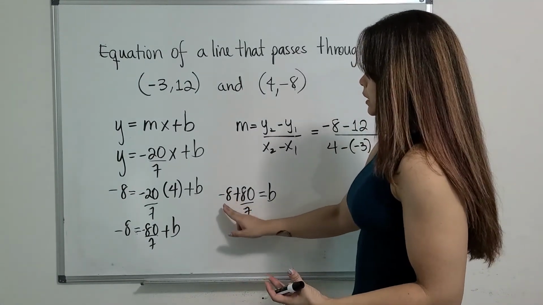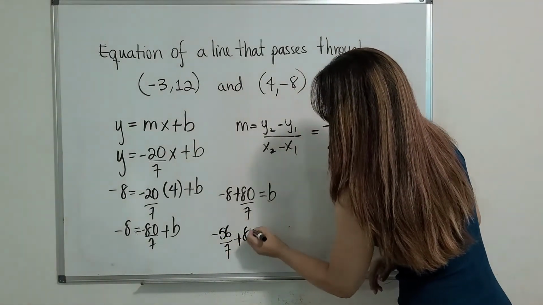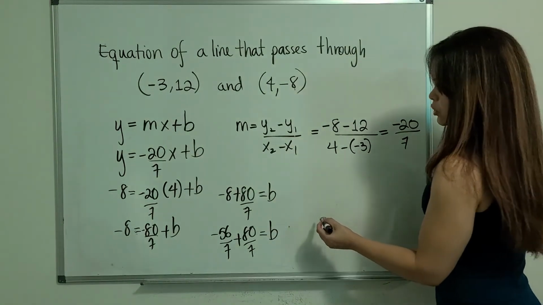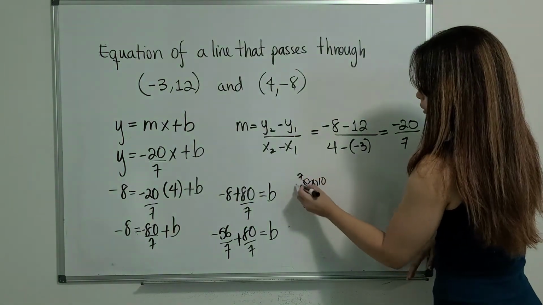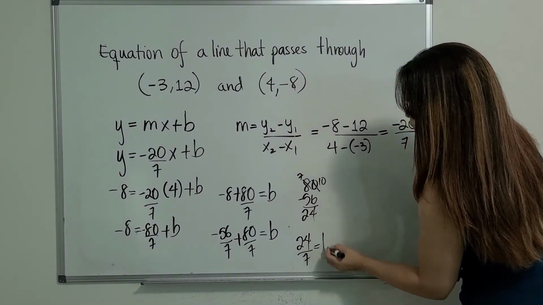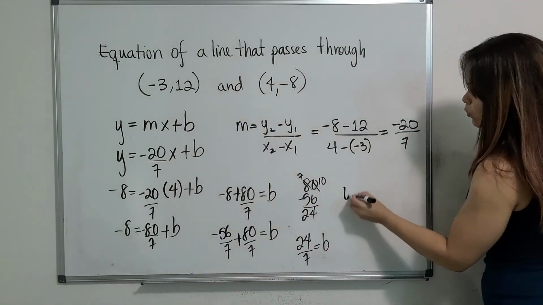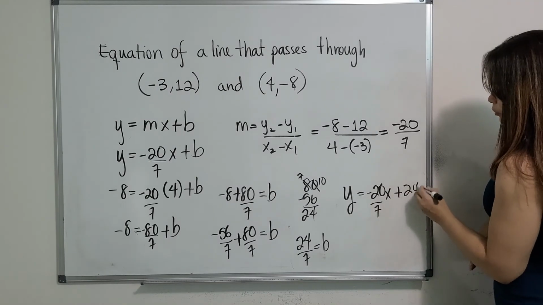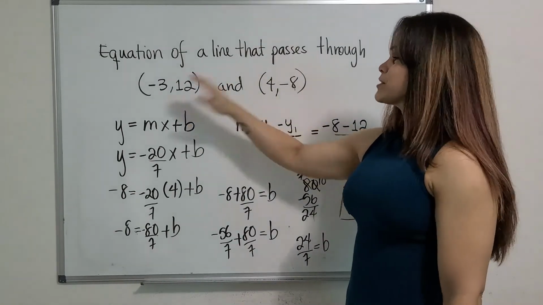So this is going to be -56 over 7 plus 80 over 7, and just finish subtracting. So 80 minus 56, so just subtract here. So we're going to have 24 over 7. This is going to be the value of b, and we have all the tools to finish up the equation. So the equation is going to be y = -20/7 x + 24/7, and we have the equation in slope-intercept form for the line that passes through these 2 points.